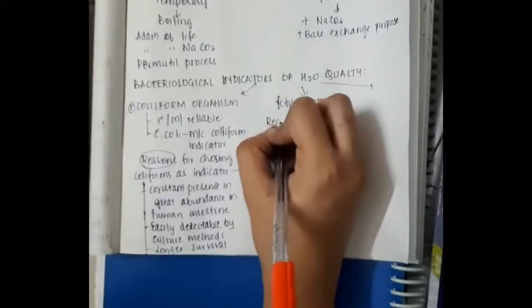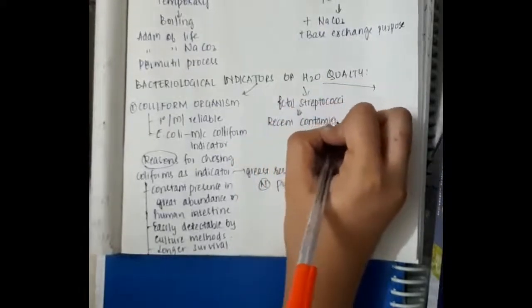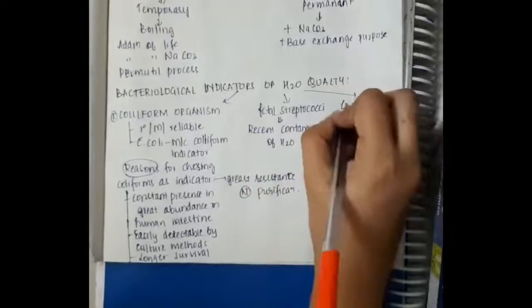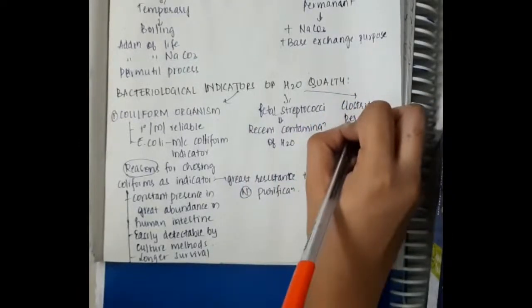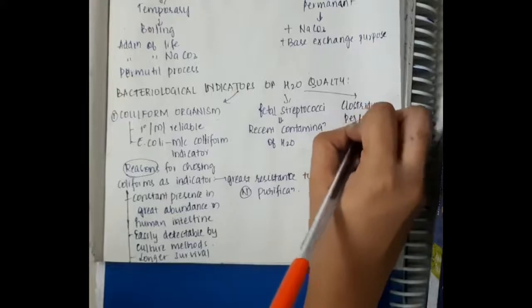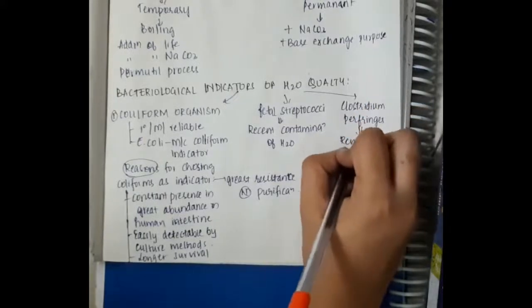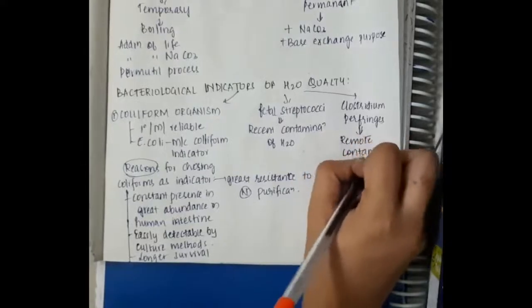Then the second indicator is fecal streptococci. Fecal streptococci is taken as an indicator of recent contamination of water. Then the third indicator is Clostridium perfringens, which tells us about remote contamination of water.